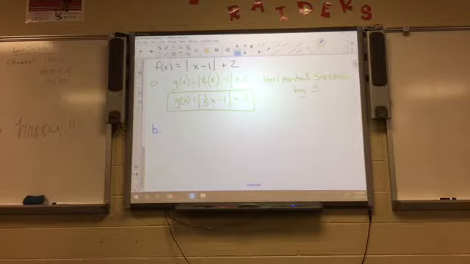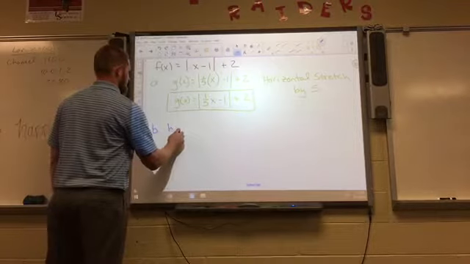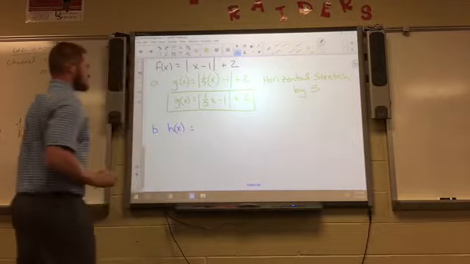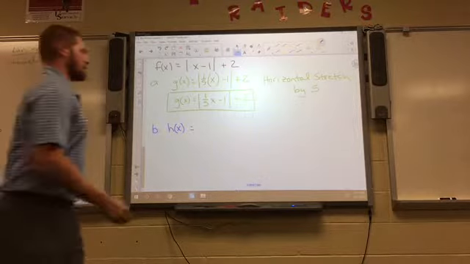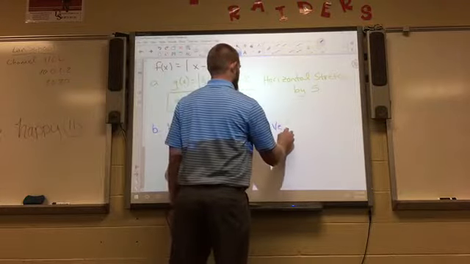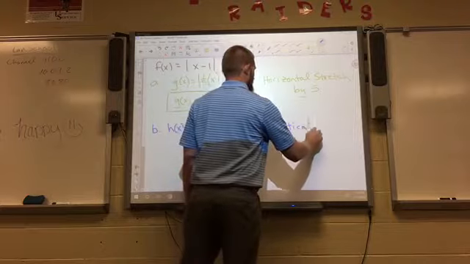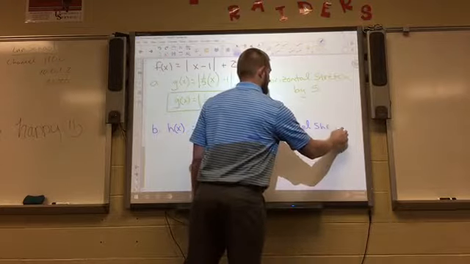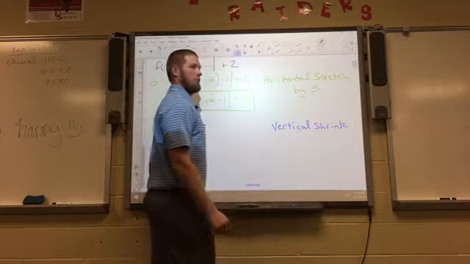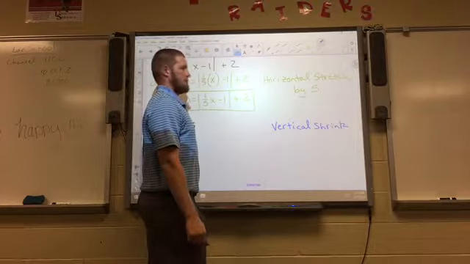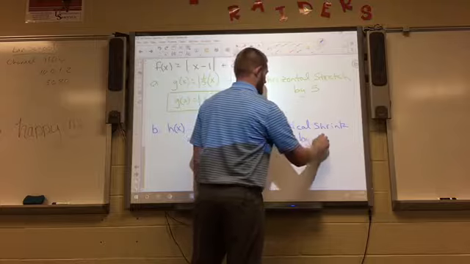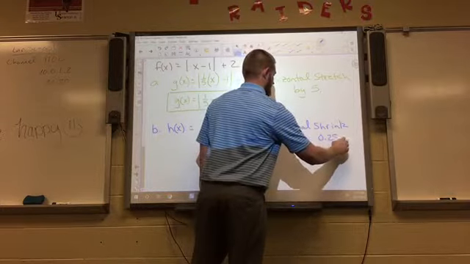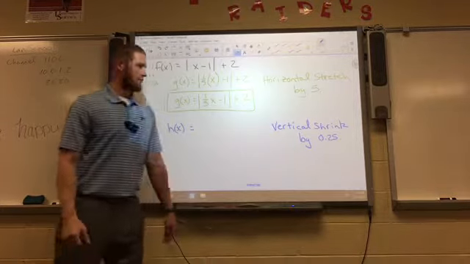This next part, they want us to write a function h, which is a vertical shrink. Am I going to give you a number less than 1 or bigger than 1? Less, because it's a shrink. By 0.25 is what they asked for.